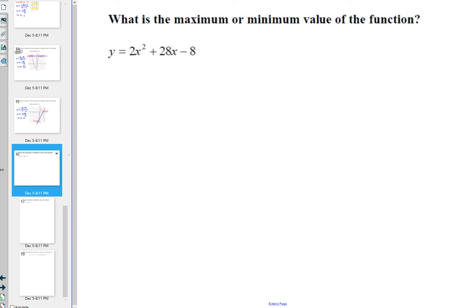Our packet was... Okay. You might want to pay attention to these.